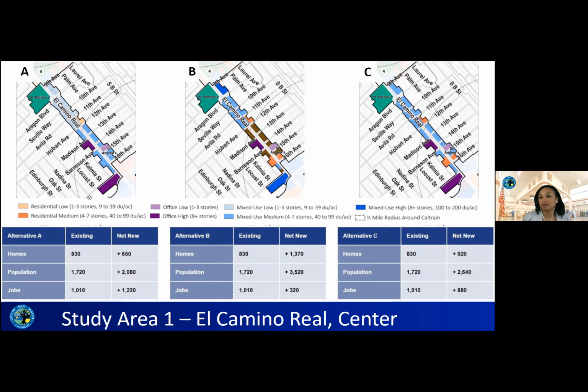Like Brian previously touched on, alternative A is going to have the least amount of population growth, so about 2,650 net new housing units.